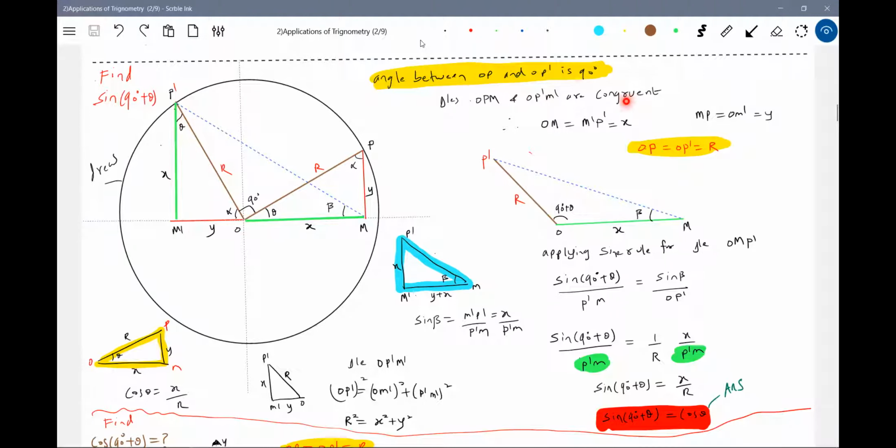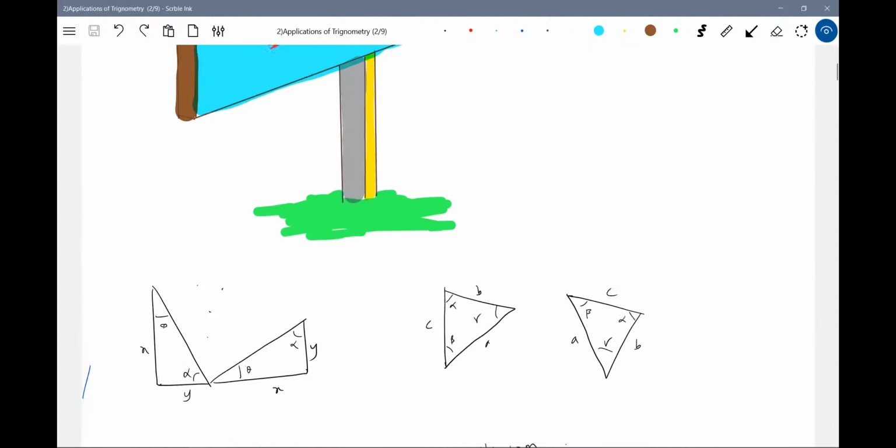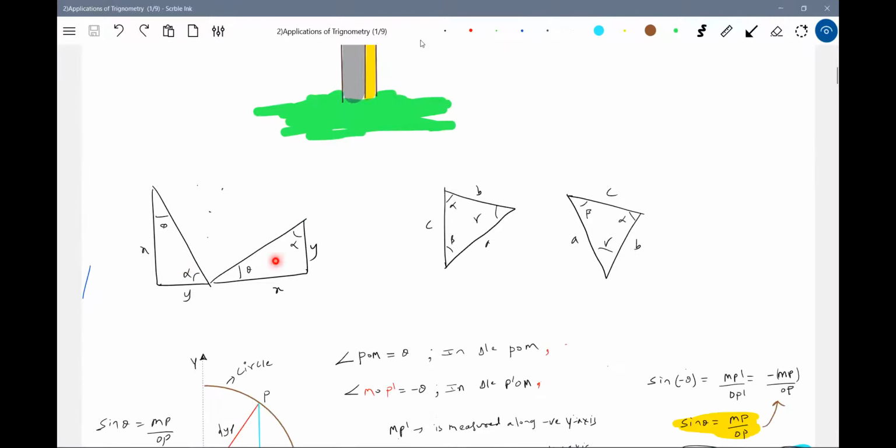Now if you look at triangles OPM and OP dash M dash, they are congruent. What do you mean by congruent? Congruent triangles are two triangles having the same sides and same angles. Only their orientation may be different. These are called congruent triangles. The orientation is different.